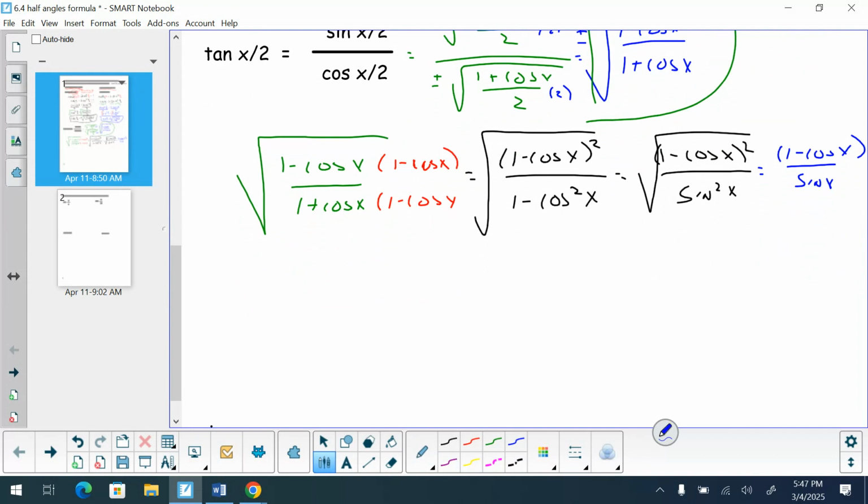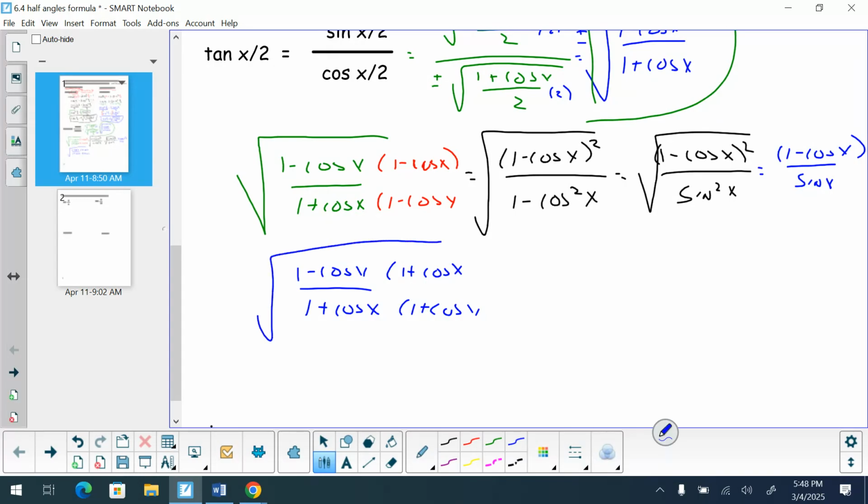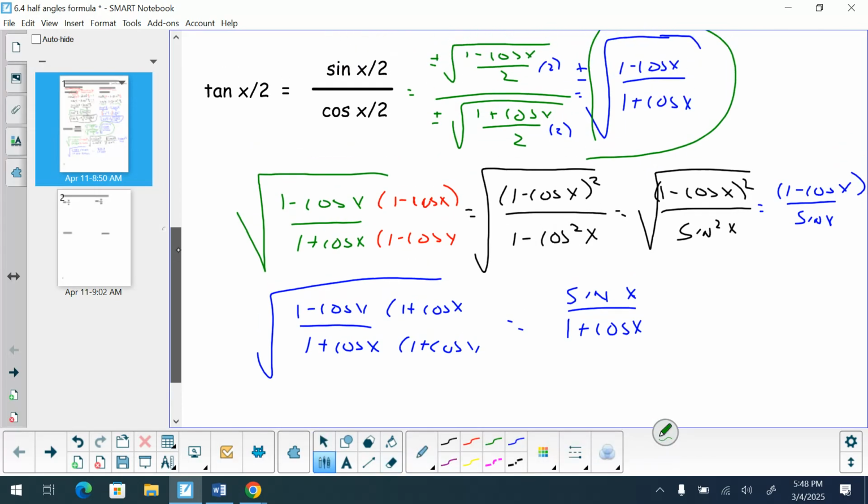We could do the same thing by multiplying top and bottom by 1 plus cosine. And what will happen with this is it will just turn into sine of x on top, and then 1 plus cosine of x on the bottom. All three of these will give us tangent of half x.